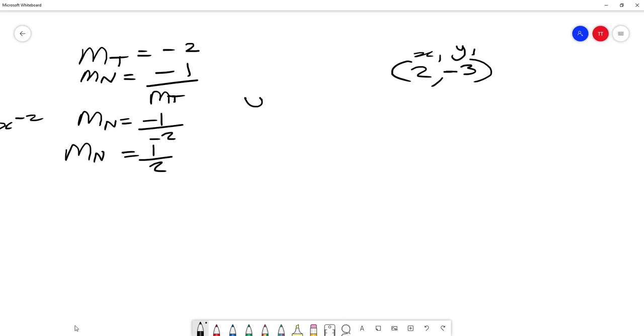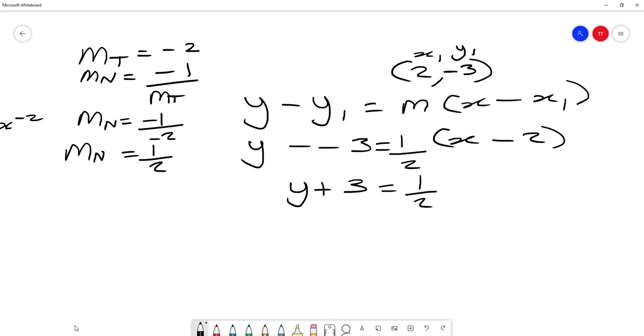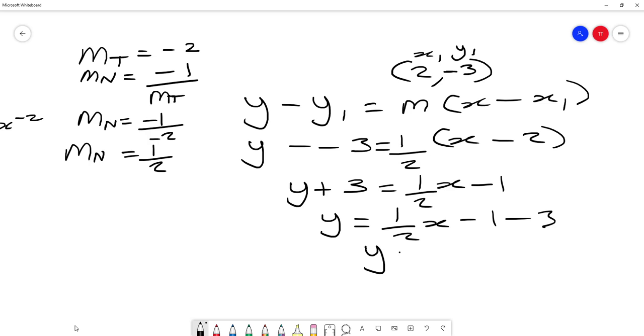And now we're still going to use the same formula, y minus y1 equals m times x minus x1. So we get y minus -3 equals the new gradient of the normal, which is a half, times x minus 2. That gives me y plus 3 equals a half x minus 1. So I get y equals a half x minus 1 minus 3, so y equals a half x minus 4. So that's the equation of the normal, which is perpendicular to the tangent.